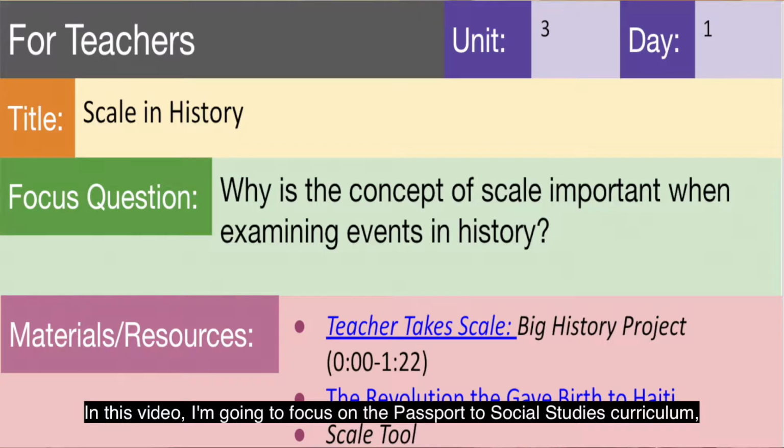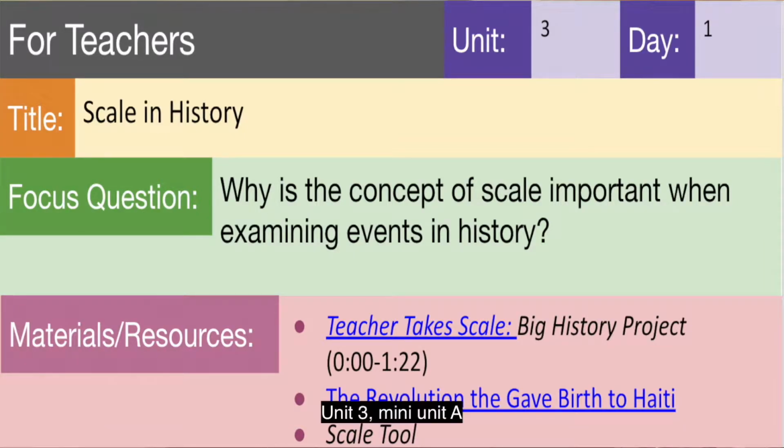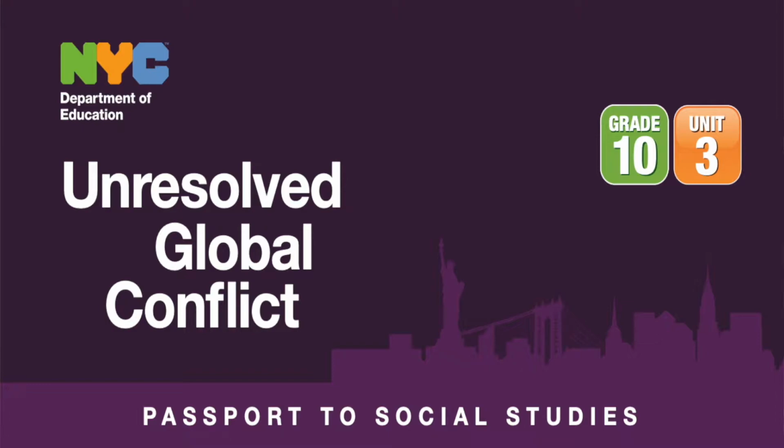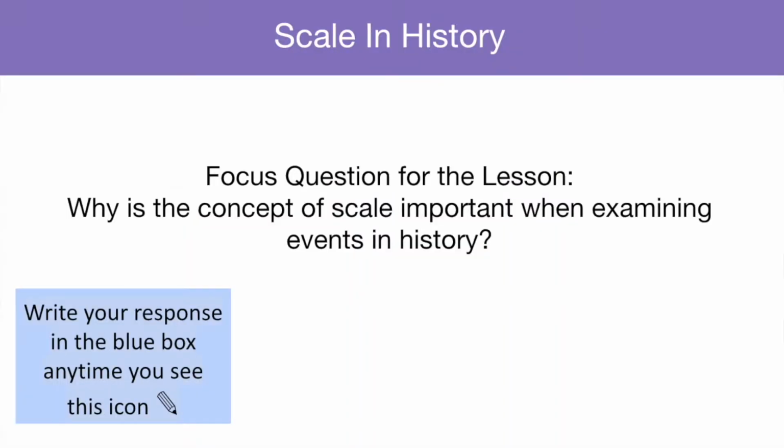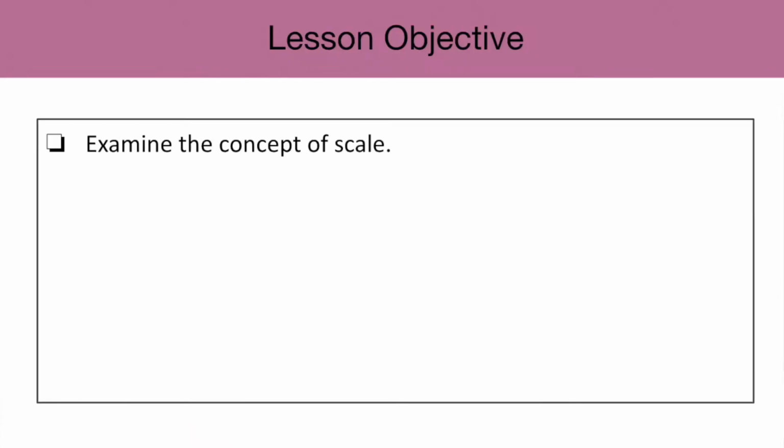In this video, I'm going to focus on the Passport to Social Studies curriculum, Unit 3, Mini Unit A, Unresolved Global Conflict, 1914 to 1945, World War I and World War II. This unit is for 10th grade, Day 1 Scale in History. So the focus question for this unit is, why is the concept of scale important when examining events in history? So the objective for this lesson is for students to examine the concept of scale.